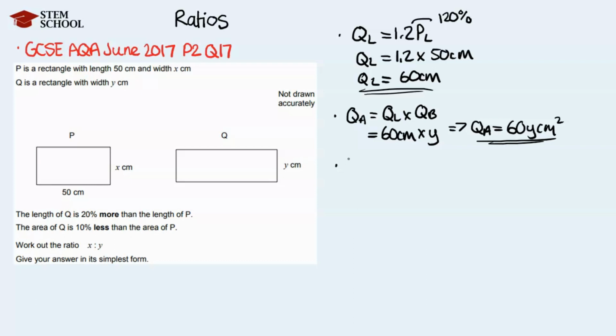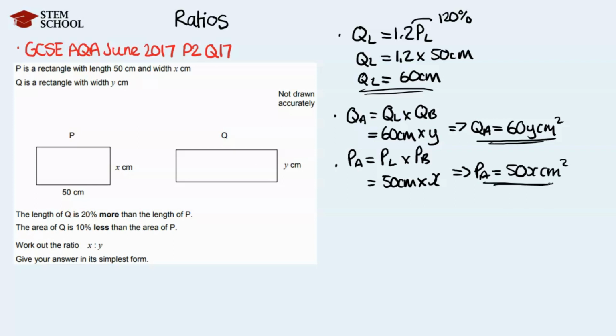Now let's get an expression for the area of P. So we have PA is equal to the length times breadth, so PL times PB, and we can sub in what we know. So we know that the length of P is 50 centimeters and the breadth of P is x. Okay, so this will come to the area of P is equal to 50x centimeters squared.